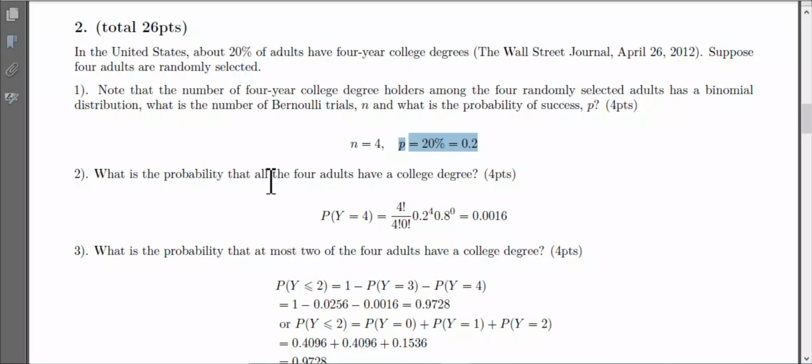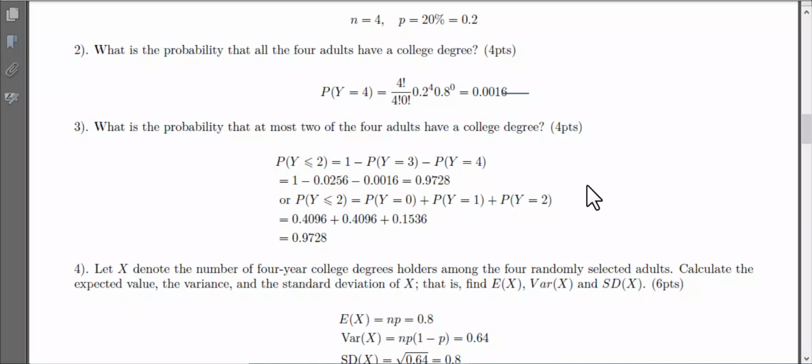And then what is the probability that all the 4 adults have a college degree? So this is the probability for y equals 4. So here y denotes the number of adults out of 4 who have the college degree. So we use the formula. That's how we get this probability. Okay. And then what is the probability at most 2 of the 4 adults have a college degree? At most 2 basically could be 0, 1, and 2. Okay, we just figure out the 3 probabilities and then add them together.